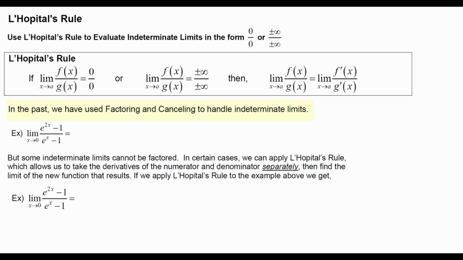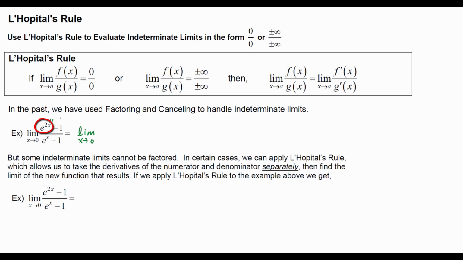Look at the example. Limit as x approaches 0 of e to the 2x power minus 1 over e to the x power minus 1. If you plug x equals 0 to evaluate the limit, you have e to the 0 minus 1 over e to the 0 minus 1, which is 0 over 0. In that case, you had to factor.